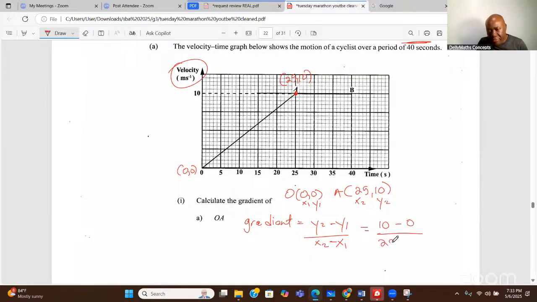which in context here is y2, 10, minus 0, over 25 minus 0. What are you looking at? You're definitely looking at 10 over 25. And if you break down this 10 over 25 by dividing through by 5, 5 into 10 is 2, 5 into 25 is 5. The answer that you're looking for is actually 2/5, right? That's your gradient, 2/5. There you go. So that's your gradient of OA. So that straight line OA, when you pick up your points and work it out, you're going to get 2/5.